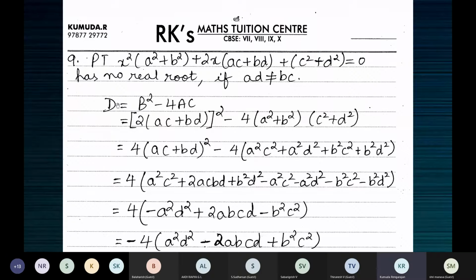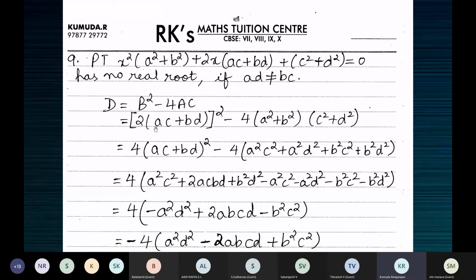So let's find D. D is given by the expression B squared minus 4AC. So we substitute the expressions for B, A, and C in B squared minus 4AC. You know the coefficient of x is B, the coefficient of x squared is A, and this constant is C. So substitute B, A, and C in B squared minus 4AC. And 2 squared is 4.